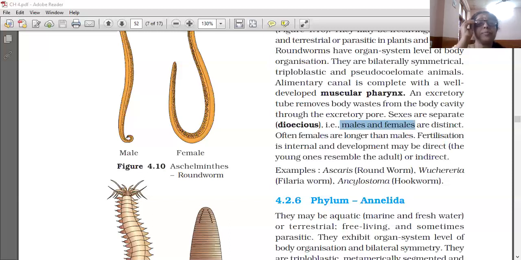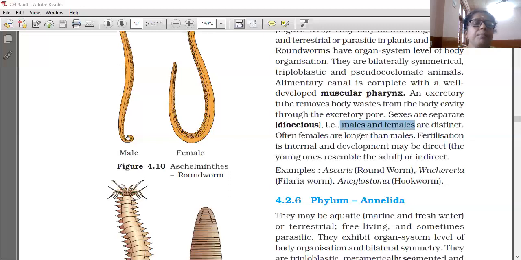Respiratory system is absent. Circulatory system is also absent. Reproduction is only sexual, and the organisms are hermaphrodite. What is the meaning of hermaphrodite? Both male and female are in one organism. There is no separation of male or female organism. That is hermaphrodite. Fertilization is external, taking place outside the body of the female organism.